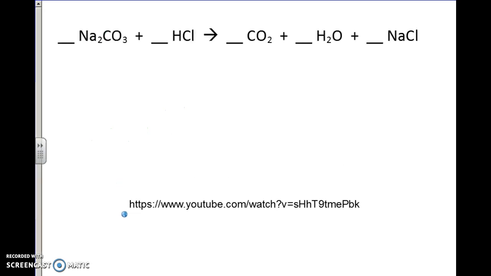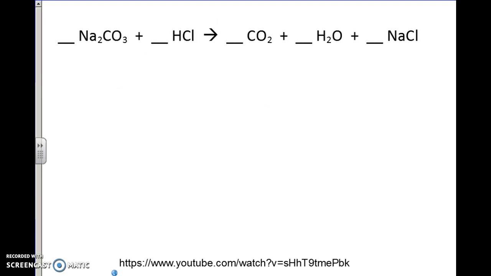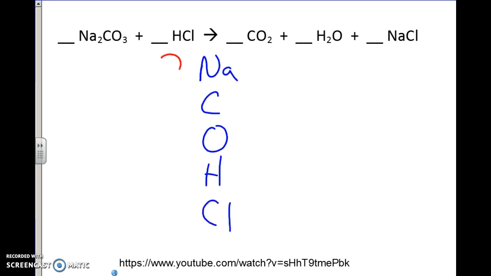As before, please try the problems first before you progress the video any further. I have Na, I have carbon, I have oxygen, I have hydrogen, I have chlorine. On the left side, I have 2 sodiums. On the right side, I have 1 sodium. On the left side, I have 1 carbon, and on the right side, 1 carbon. On the left side, I have 3 oxygens, and on the right side, 3 oxygens. On the left side, I have 1 hydrogen, and on the right side, 2 hydrogens. On the left side, I have 1 chlorine, and on the right side, 1 chlorine.